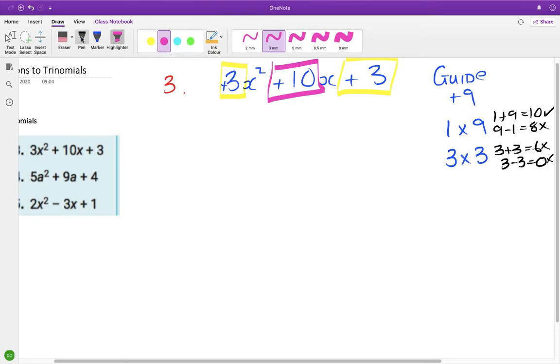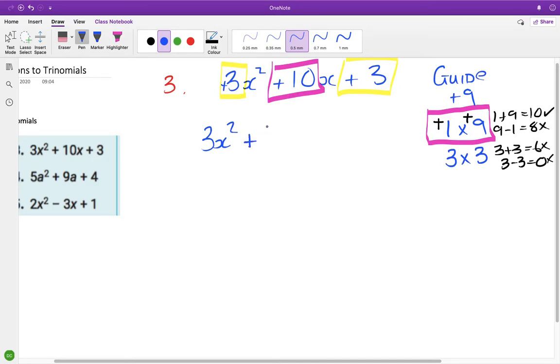So what should I say? It works if I add, so I need a plus on the 1 and a plus on the 9, and then that is my choice. Yep, so plus 1 plus 9 makes 10. So now I go back here and I rewrite my trinomial. But this time, instead of 10x, I'm going to split it up into 1x and 9x. And then I still have my 3.